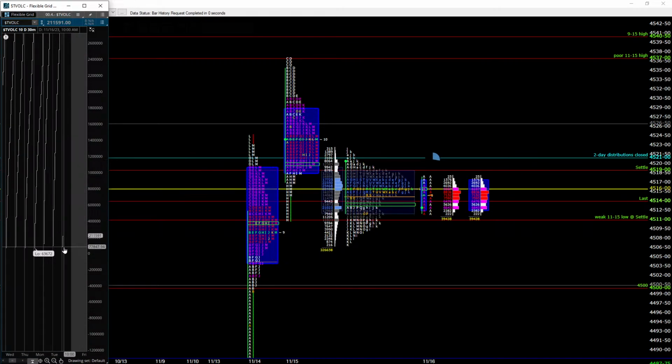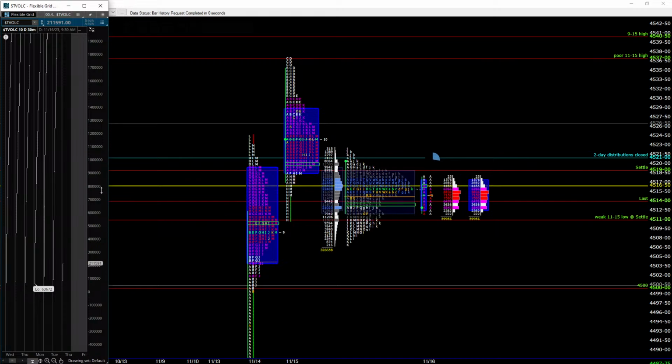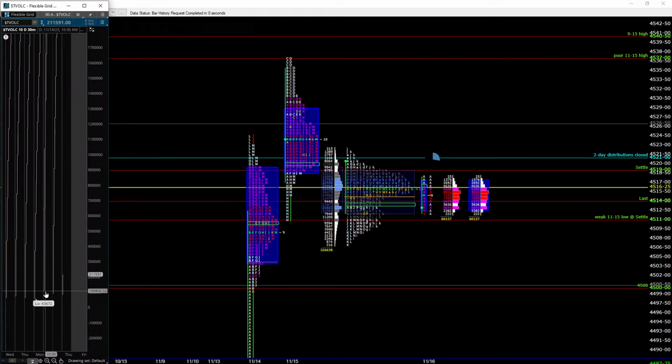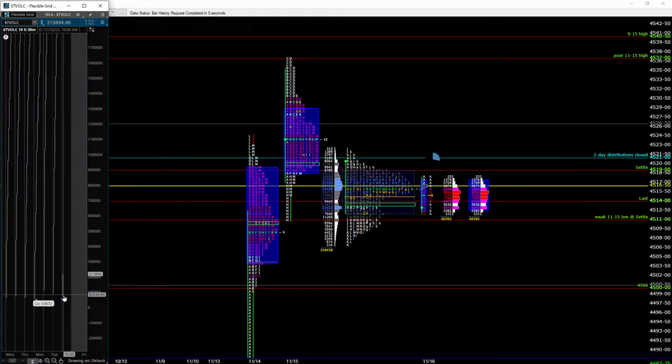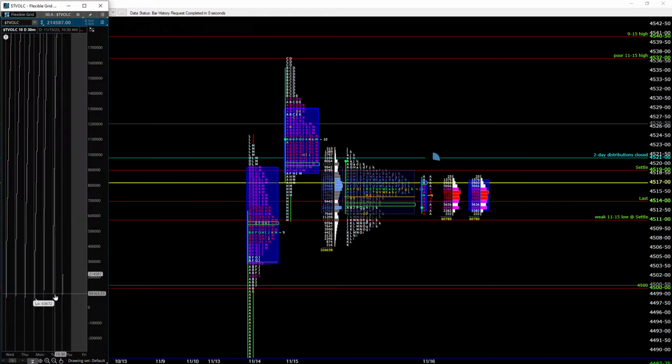Volume, we have about the same volume, a little bit less than yesterday. Look how volume is decreasing here. There's a subtle decrease here. 110, 90, 84.